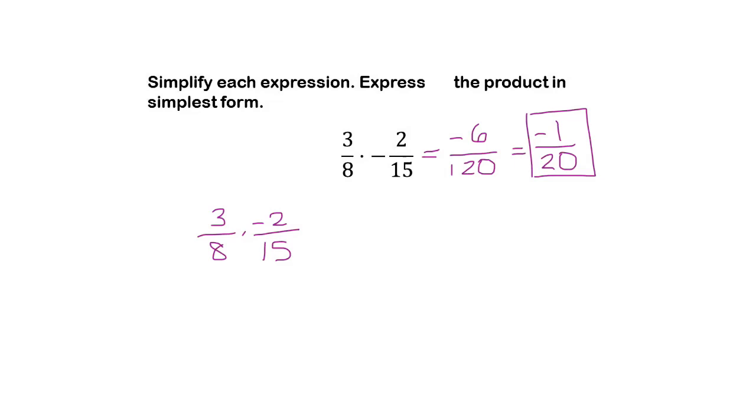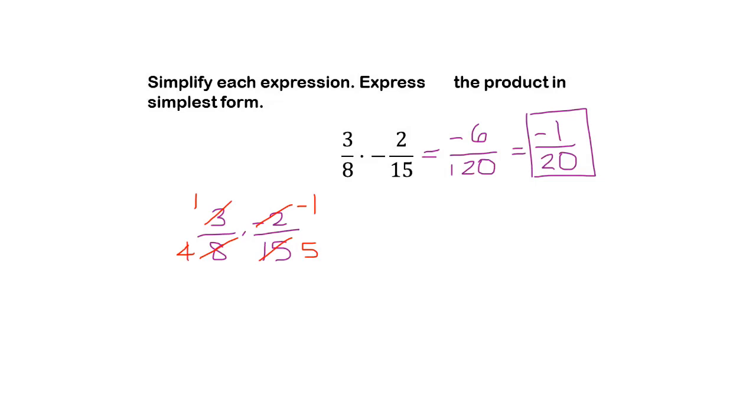For example, the 3 and the 15 can be reduced because they both have a common factor of 3. So 3 can go into 3 once, 3 can go into 15 5 times. The -2 and the 8 also have a common factor of 2. So that -2 can be reduced to -1, 8 would be reduced to 4.